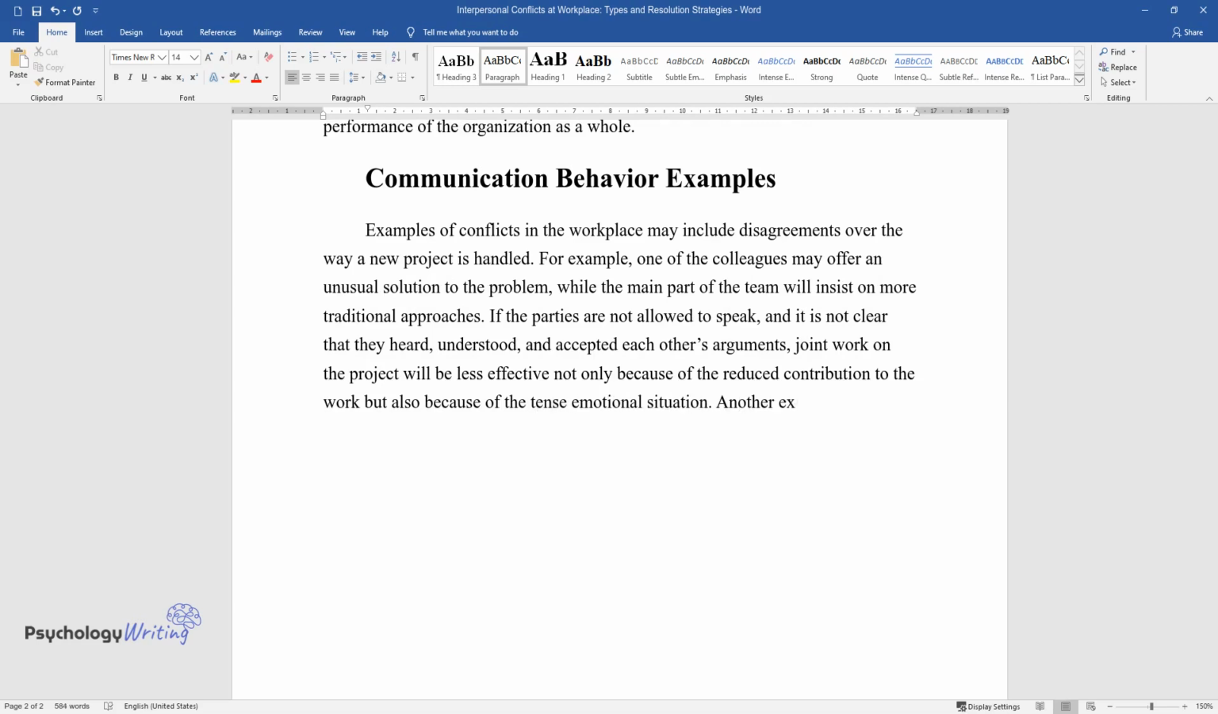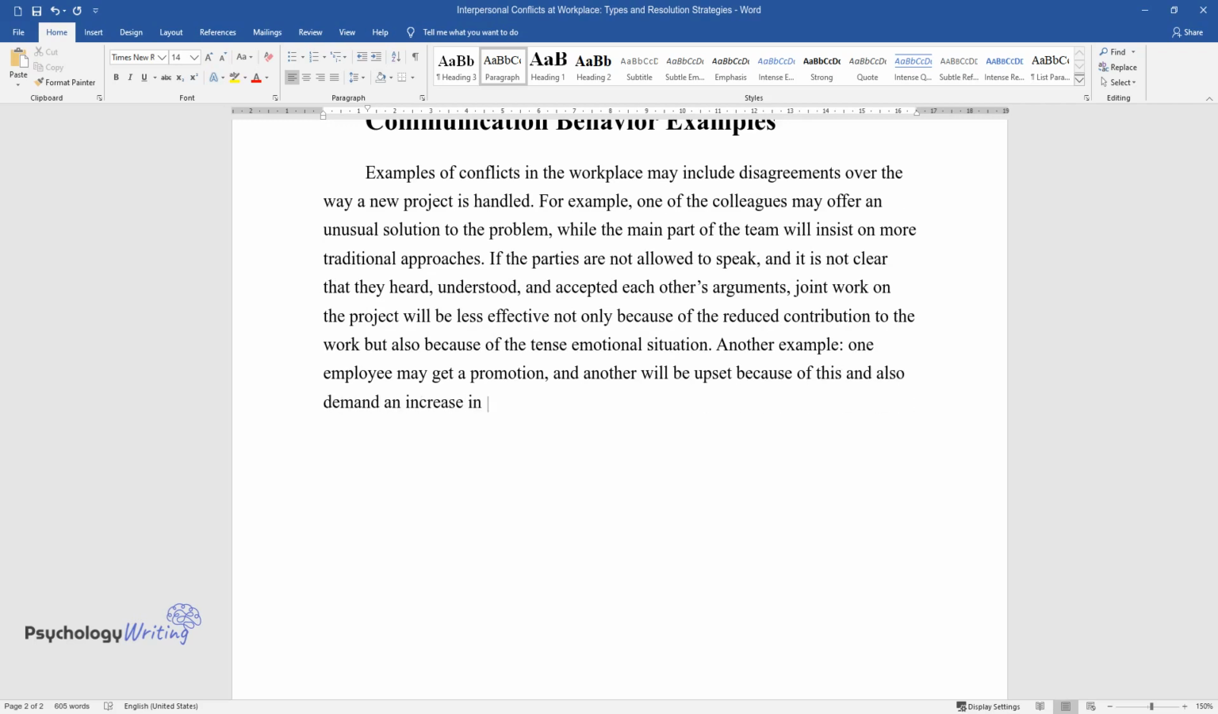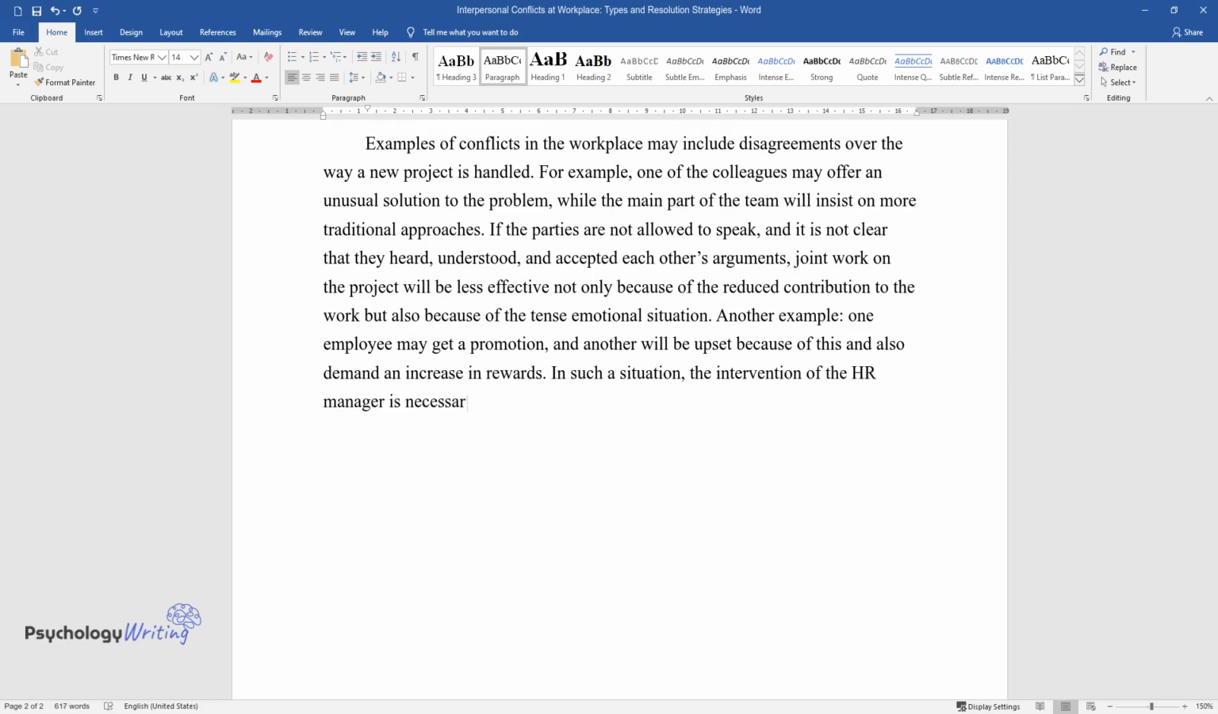Another example, one employee may get a promotion, and another will be upset because of this and also demand an increase in rewards. In such a situation, the intervention of the HR manager is necessary to clarify career opportunities and reward paths.